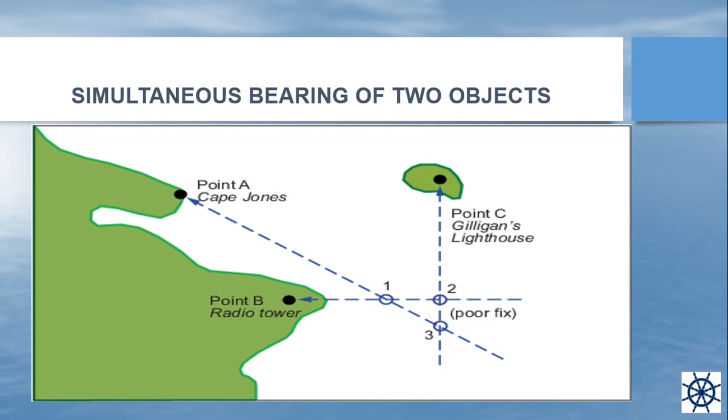Now, in this presentation we will use a simultaneous bearing of two objects. So our point A is the ship's joints, which we use as our first reference point, and again point B, the radio tower, which we also use in obtaining point C. So probably your position will be in the middle, or what we call a cocked hat.